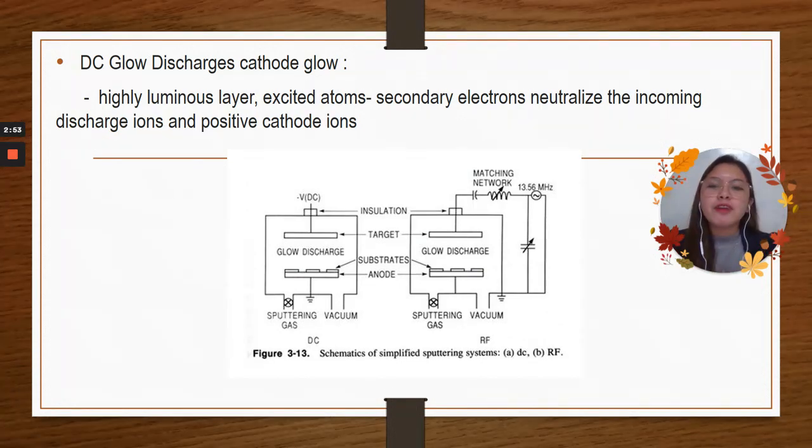As you can see, we have here Figure 3.13, a schematic of a simplified sputtering system. On the right side, we have the DC, or direct current, and on the left side, we have the RF, or radio frequency. DC and RF have the same components, but in radio frequency there is an impedance matching network. This is the capacitor or inductor that is needed to ensure maximum power delivery.